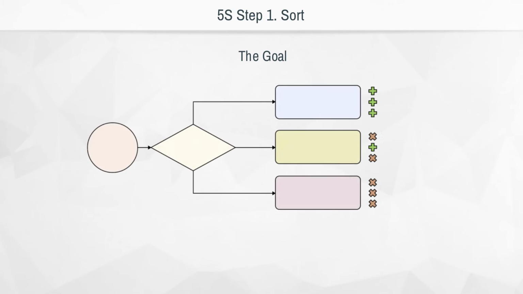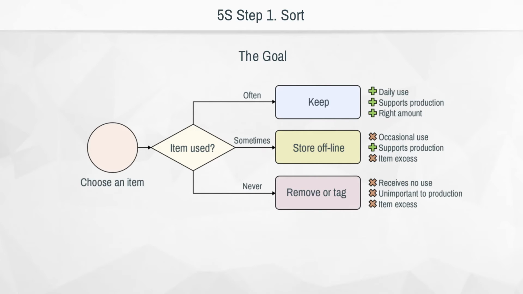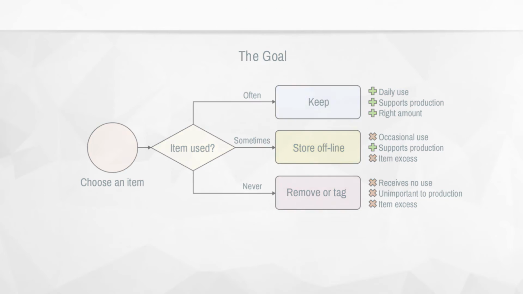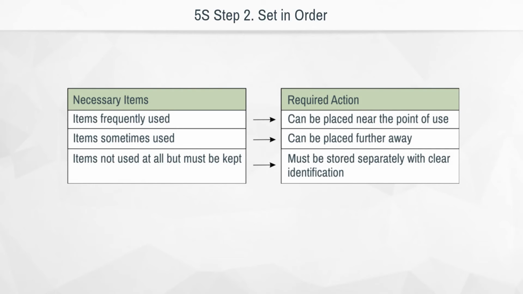So the aim of the sort step is to identify which items are not used based on 3 characteristics: frequency of usage, importance to production, and quantity, in order to create more ergonomic and optimal workplace. The goal of step 2 is to arrange items that are left after implementation of the first step, which was sort, so that there is ease of use and storage.